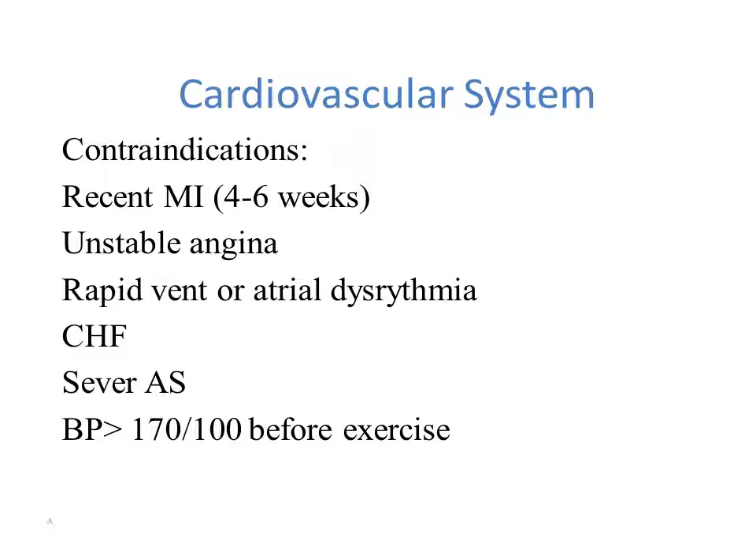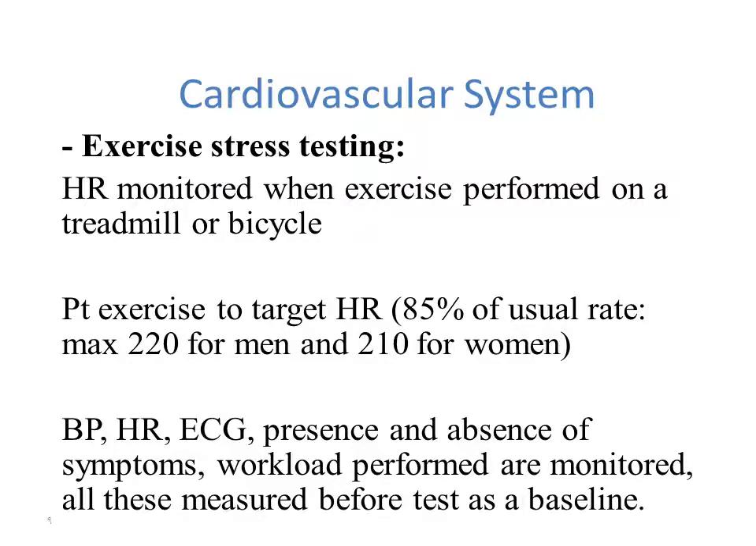If the blood pressure is more than 170 over 100 before exercise, that is hypertension, and it is contraindicated to do such a test. During the exercise stress test, the heart rate should be monitored during exercise, performed on a treadmill or a bicycle.